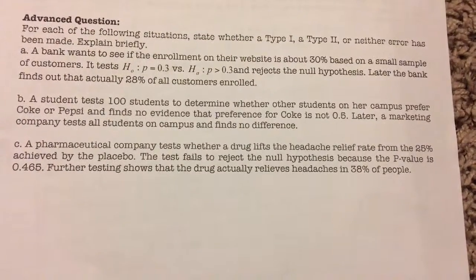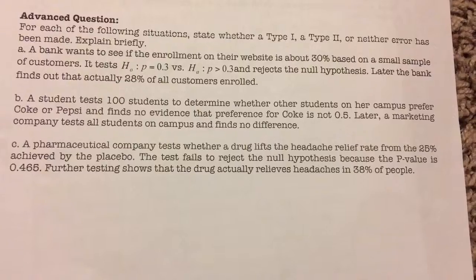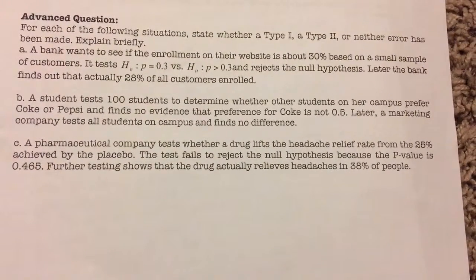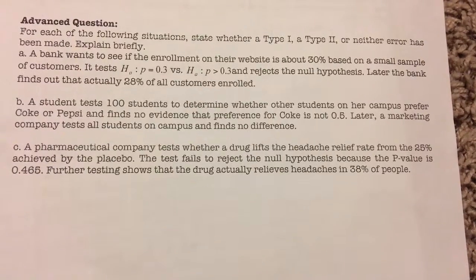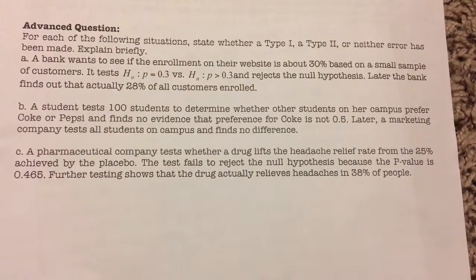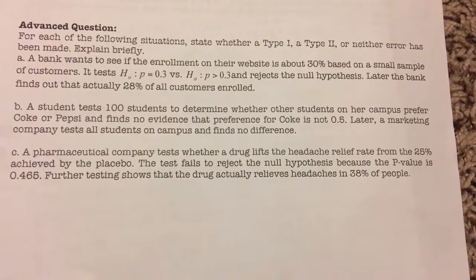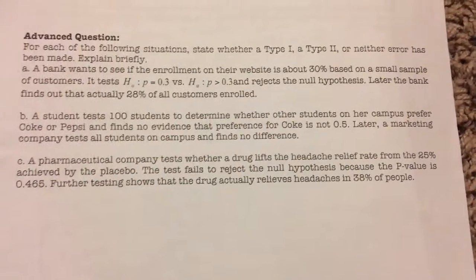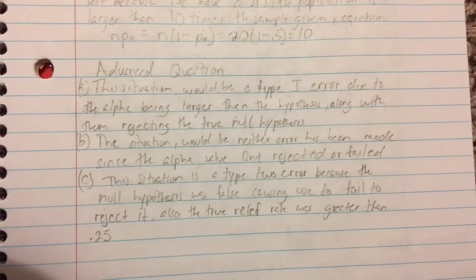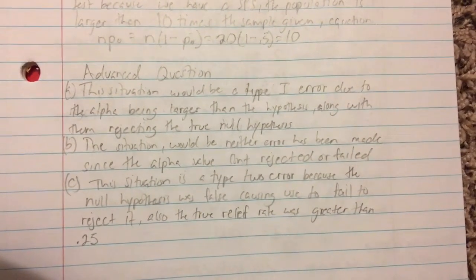Part B, a student tests 100 students to determine whether other students on her campus prefer Coke or Pepsi, and finds no evidence that the preference for Coke is not 0.5. Later, a marketing company tests all students on campus and finds no difference. My response for that one: neither error has been made, since the null hypothesis wasn't rejected and it was true.